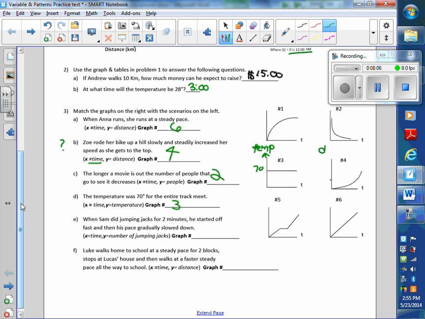So 1 has to be, this is the number of jumping jacks. So if we did everything right, 1, 2, 3, 4, 5 should be the last answer, but let's see if it makes sense. Luke walks home from school at a steady pace for 2 blocks, stops at Lucas's house, that could be a stop, right? And then walks at a faster steady pace. Steeper line, right? Yes, as long as this is distance.